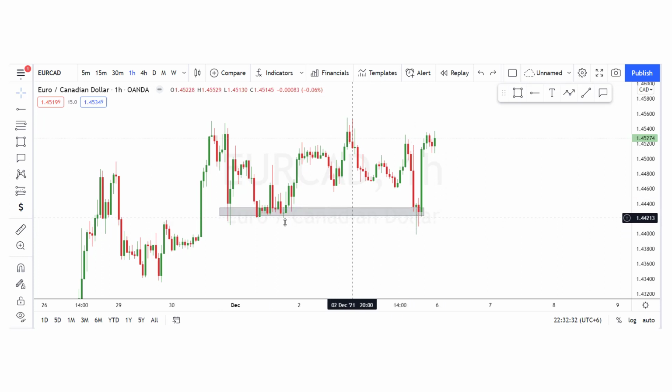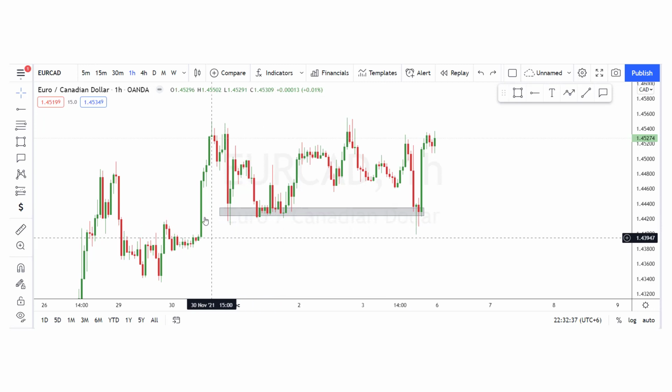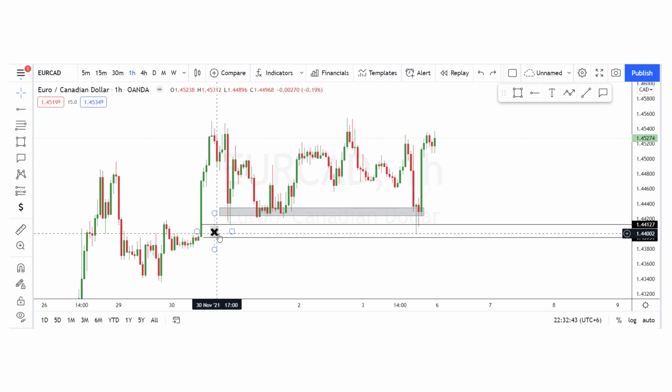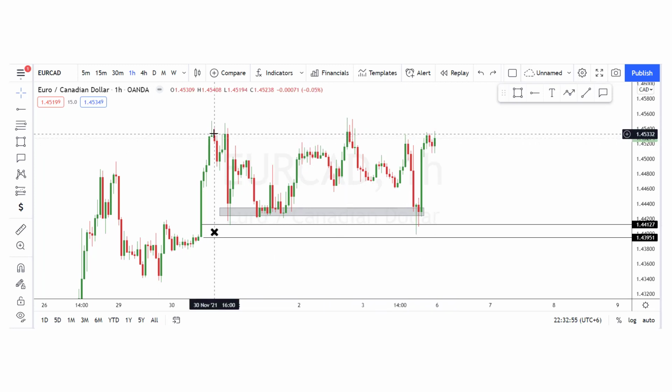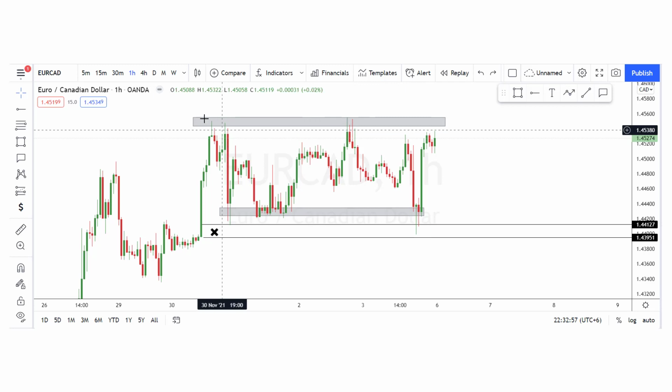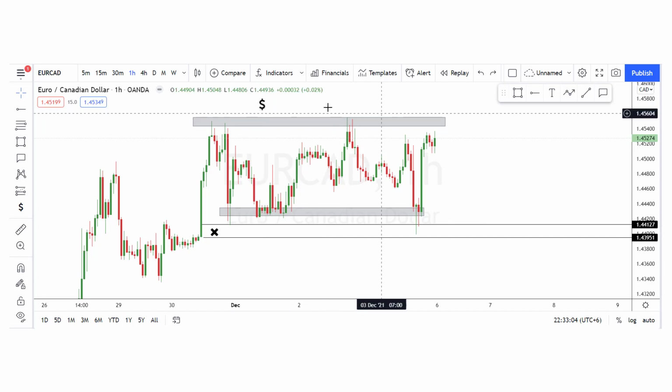It went down and grabbed the SL of retailers here, and price also had some targets right here, because as you can see, price left some imbalance right here, and price moved down and filled up this imbalance area as well. Now moving on, we can see that price also created a kind of resistance area right here, right? So this is a resistance area, and just above this resistance area there is an SL pool right here. So price definitely got some targets just above this SL pool.